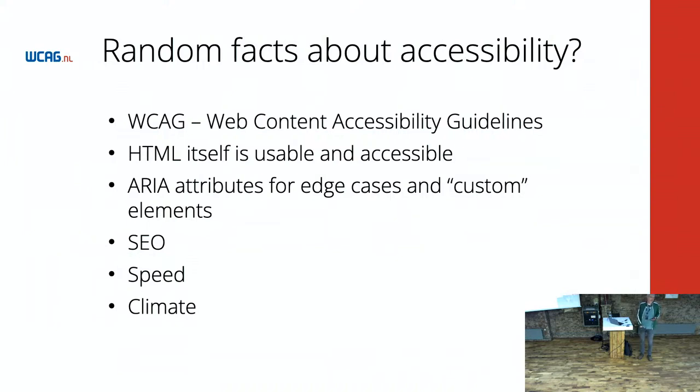HTML itself is usable and accessible, so use appropriate HTML. It's kind of rule number one to make an accessible site. You could add ARIA attributes, Accessible Rich Internet Applications. So this is for edge cases and for custom elements, you know, think React applications or techniques like that. But it sometimes helps with regular HTML as well. But be careful with it, because you can also screw things really up. So if you're not sure, don't use ARIA. Only use it if you know what you're doing.